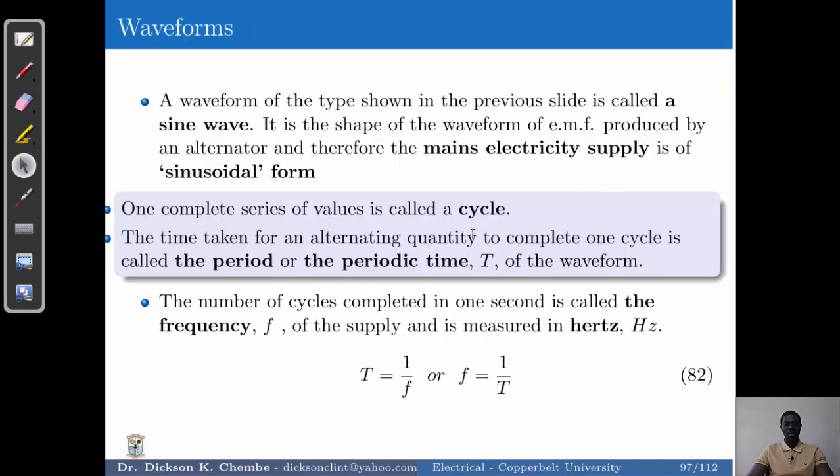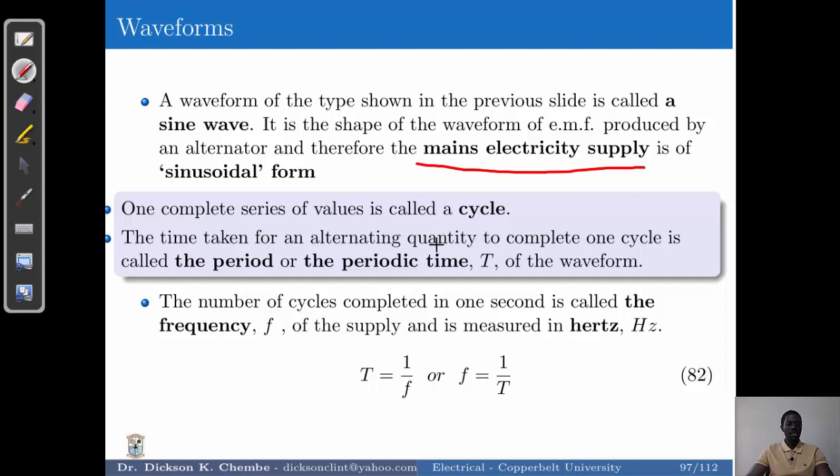The waveform that has been shown is called a sine wave. It's the shape that is produced by an alternator, and therefore what we get from our mains electricity supply is also a sinusoidal waveform.